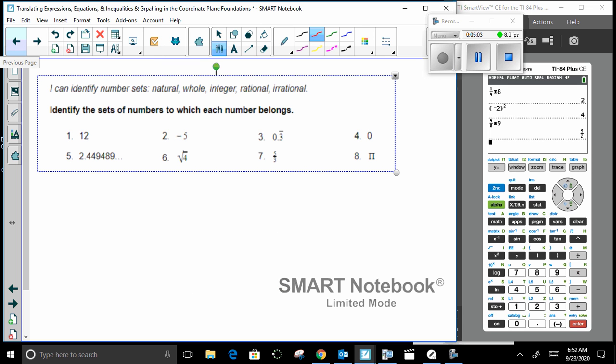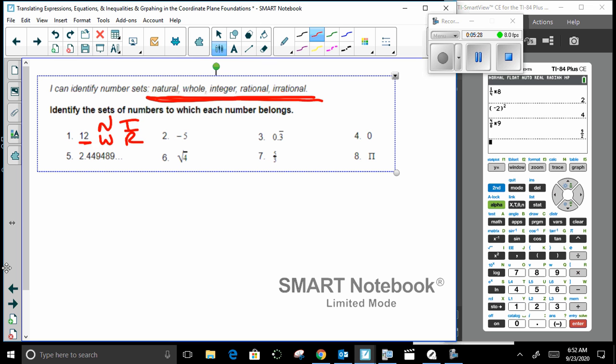Identify the sets of numbers to which each number belongs. So we want to say whether it's any of these or all of them or one of them. It doesn't matter. Remember, every number is a real number, so I don't necessarily have to put the real number part down. 12. Is 12 a natural number? It is. It's a whole number, it's an integer, and it's a rational. It's all of those things.